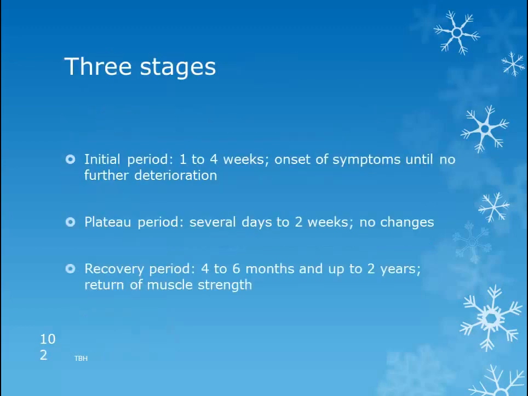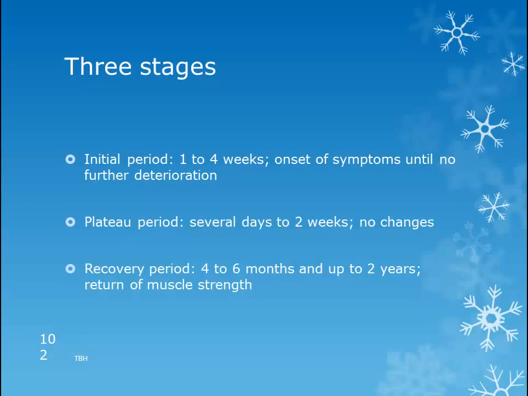In general, there are 3 stages to Guillain-Barré. The initial period, 1 to 4 weeks, onset of symptoms until no further deterioration. Plateau period, several days to 2 weeks, no changes. Stable period, recovery period 4 to 6 months and up to 2 years to return of muscle strength.